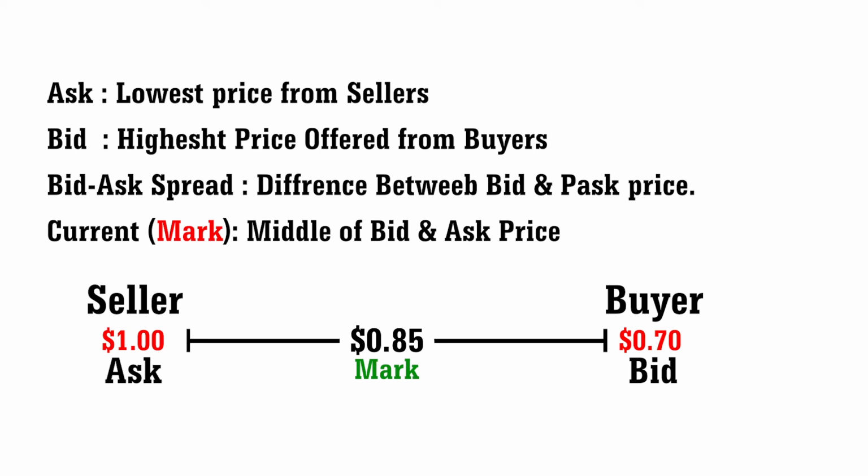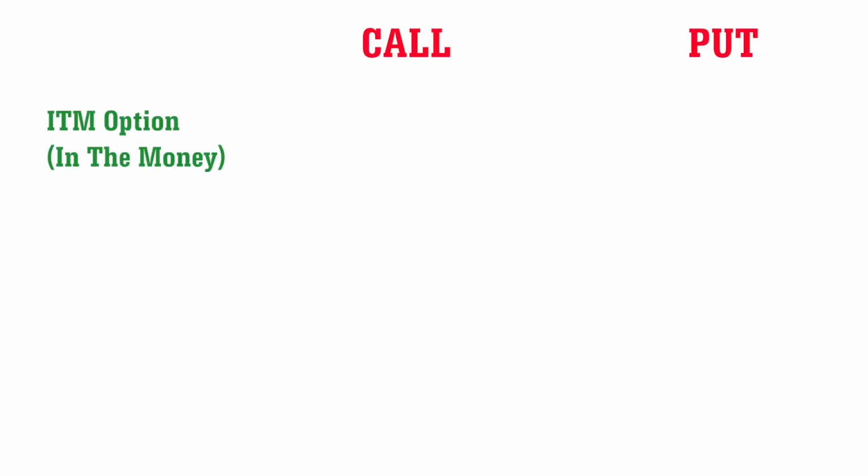So when you check option price on your brokerage platform, it will show you three different values. It will show you bid price, ask price, and the current price. Now the current price is not an actual price of the option, but it is a middle ground between bid and ask price. Next term is in the money option.